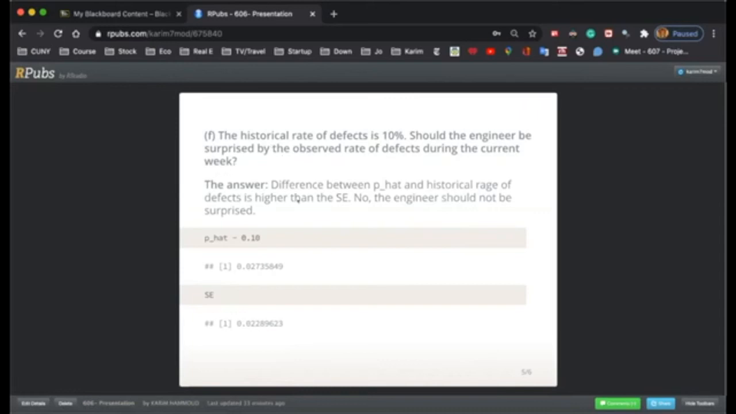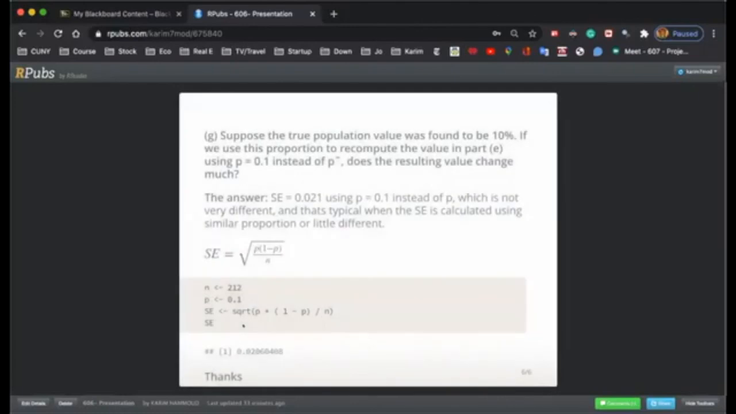And the answer is no, because the difference between the p-hat and the historical defect rate is not higher than the standard error, and it's like 0.027, while the standard error is 0.023.